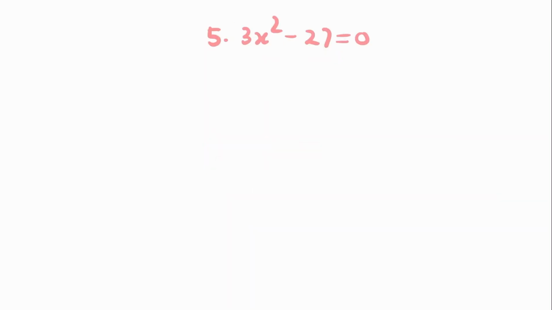Let's move on to our fifth question, which is 2x squared minus 27 equal to 0. Now instantly here as well we can see that 3x squared is divisible by 3. And also minus 27 is divisible by 3 as well. Why? Because minus 27 divided by 3 is equal to minus 9. So what can we do? We can factorize 3 out of the equation like this.